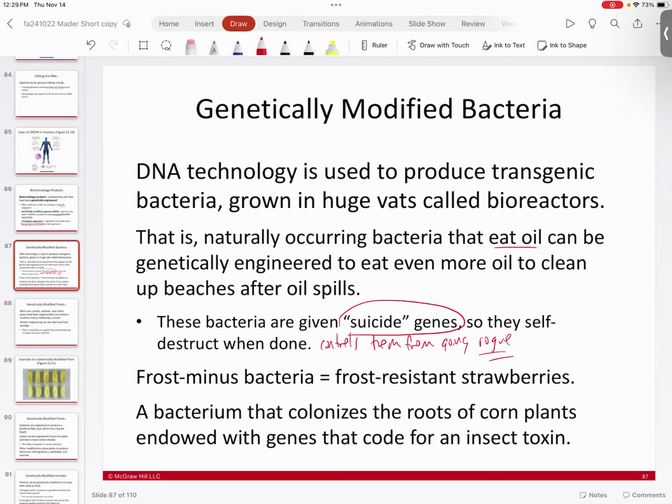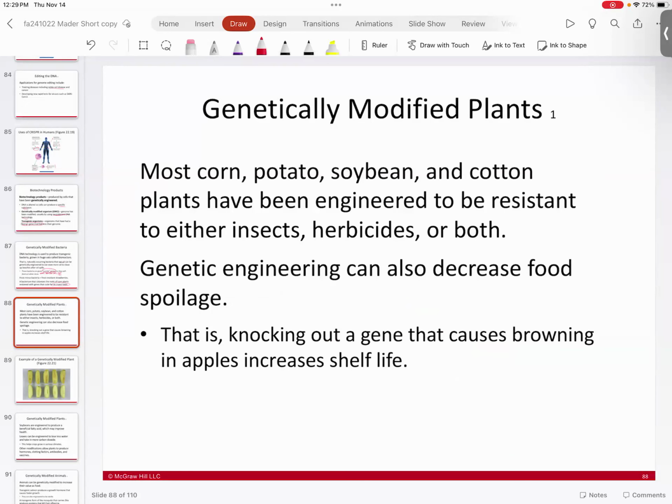So we have frost-minus or frost-resistant bacteria that will help strawberries resist frost, right? Those are things like that. We have bacteria colonizing in the roots of corn, right? That's helping to produce insect toxins that will help corn resist insect damage. If you take a look at common produce, most of our corn, potato, soybean, and cotton plants have been engineered. They've either been engineered to be resistant to herbicides or insects or both. So engineering is a common thing. We've been doing it for a long time. It's not a new thing, right?